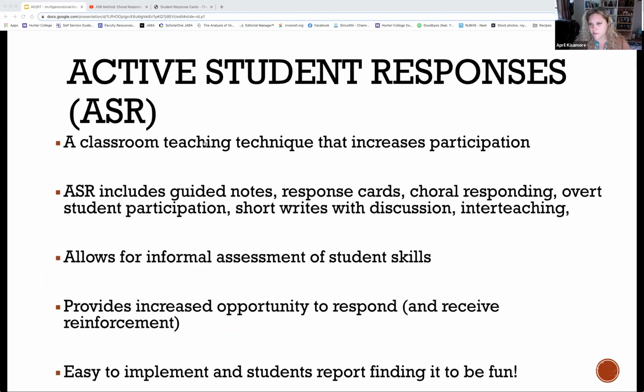So let's talk a little bit about active student responding. This refers to a teaching technique that increases participation, and ASRs include things that we're going to talk about in a little bit. Using ASRs is a way for you to identify students who are learning in your classrooms and those who might not be learning. And with this information, you can determine when it's necessary to modify the learning opportunities such that you're making sure that you're meeting the needs of all of your students.